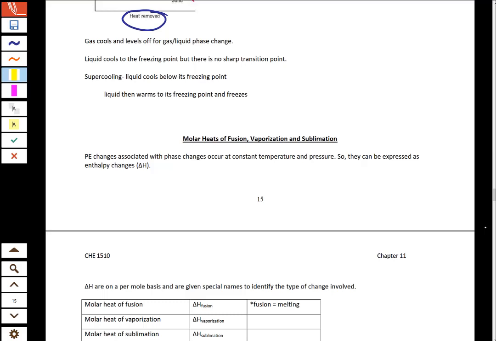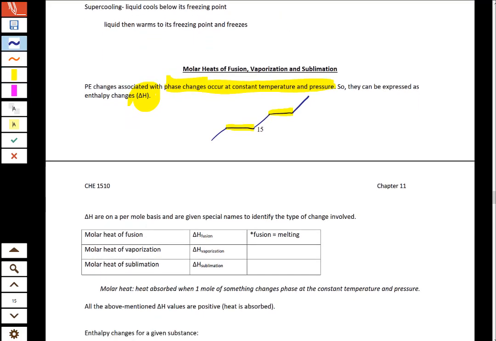So what we're seeing is a variety of delta H's in our heating and cooling curves. And when we look at those parts of the curve where, if I draw a quick one here, where our slope is constant, these are our phase changes occurring at constant temperature and constant pressure. And so these are expressed as delta H's.